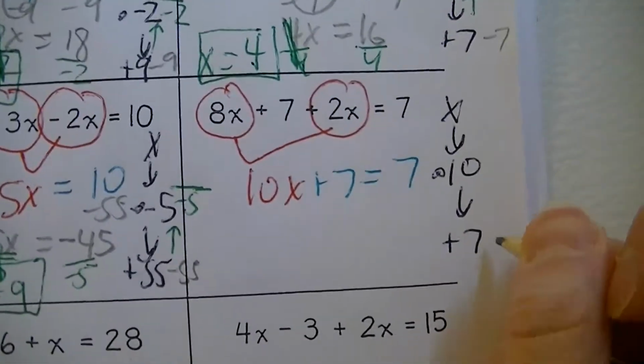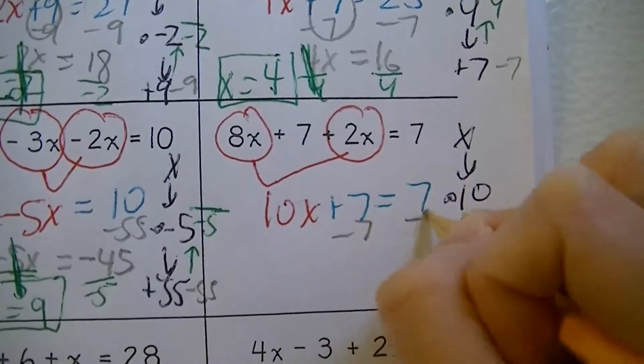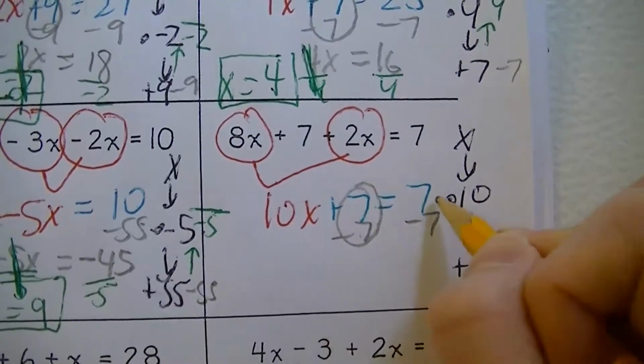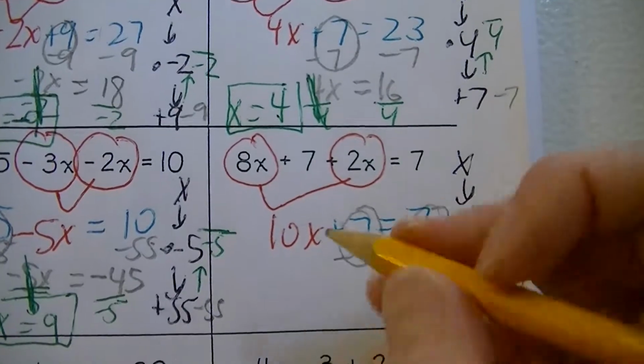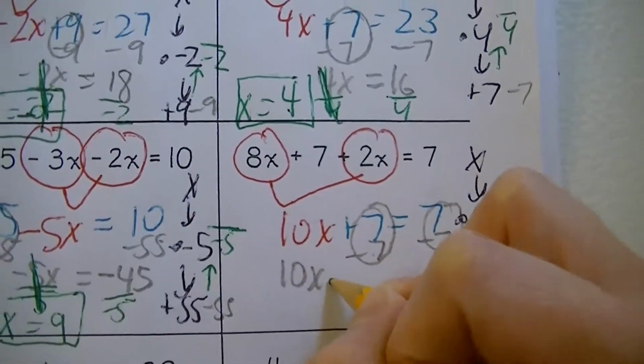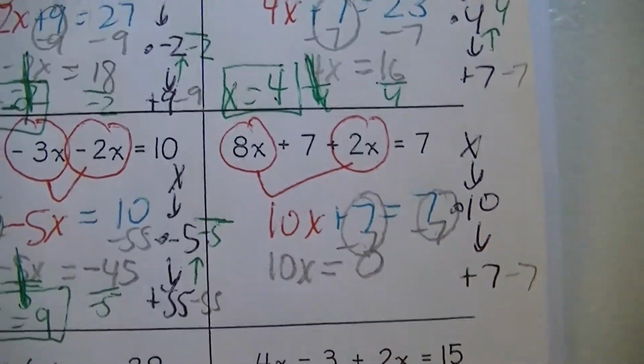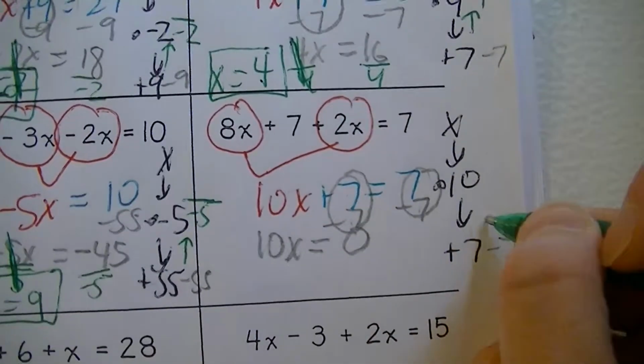Inverse operation of adding 7 is to subtract 7 from both sides of that equal sign. 7 take away 7 is 0. Over here, 7 take away 7 is 0. Bring down what is left, and we're left with 10x equals 0. From there, you're going to go ahead and go back up.